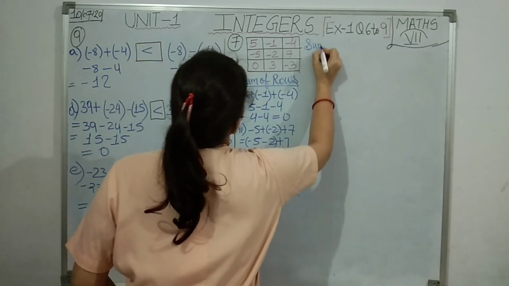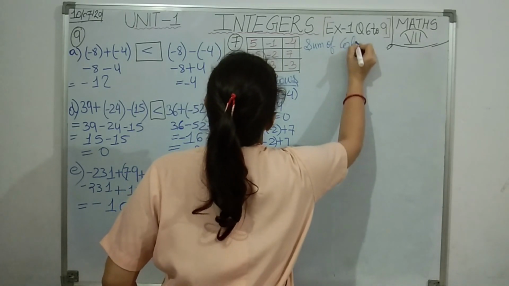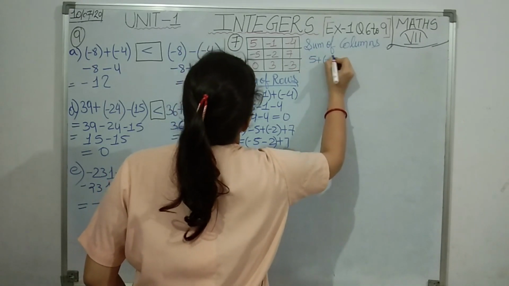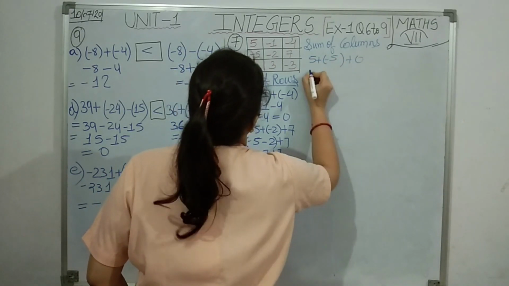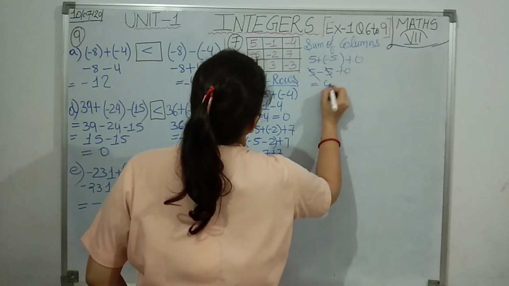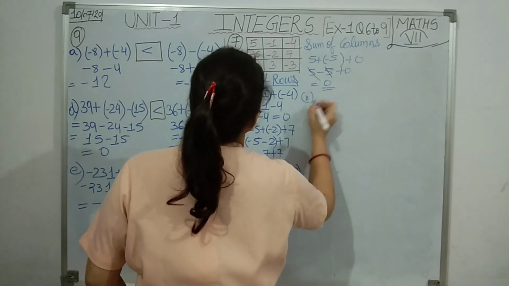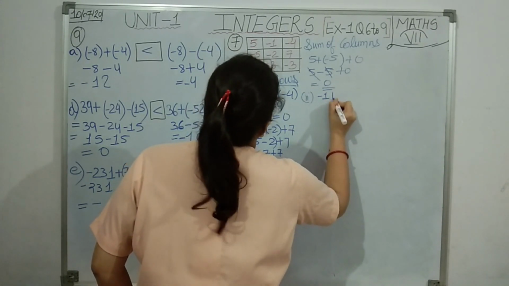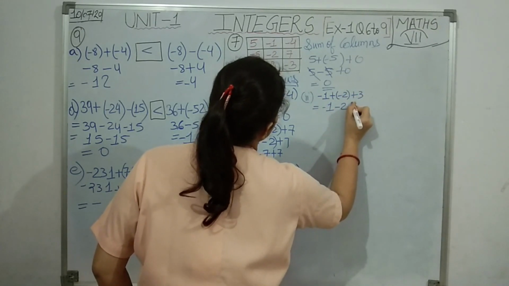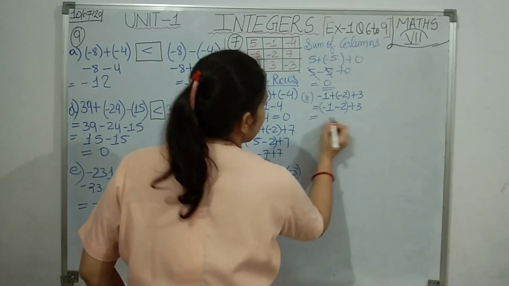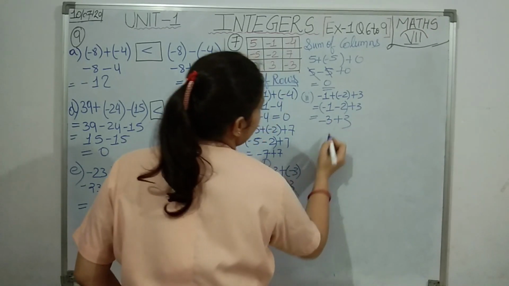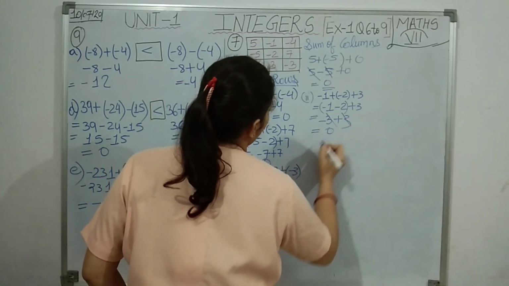Now the sum of columns, students. First column: 5 plus (−5) plus 0. So 5 plus (−5) plus 0. Plus 5 minus 5 cancelled, we got 0. Then second column: −1 plus (−2) plus 3, again minus minus plus. So −1 −2 is −3, 2 is a greater number with a negative sign, again plus 3, −3 plus 3 cancelled, we got 0.